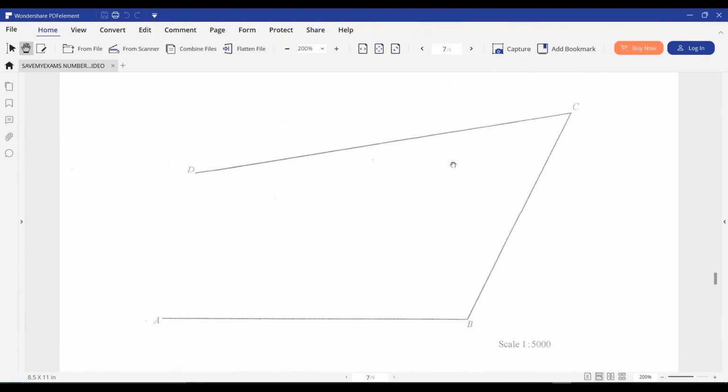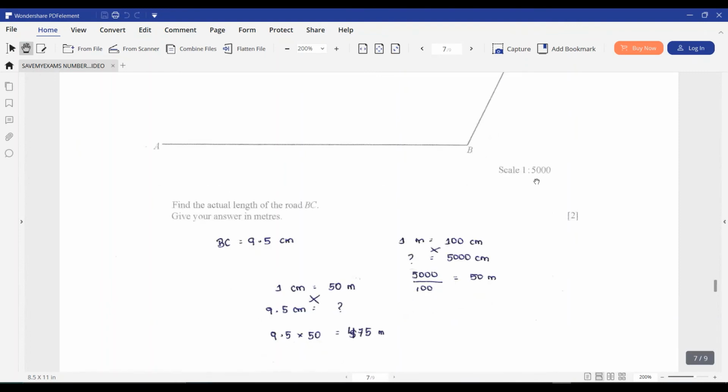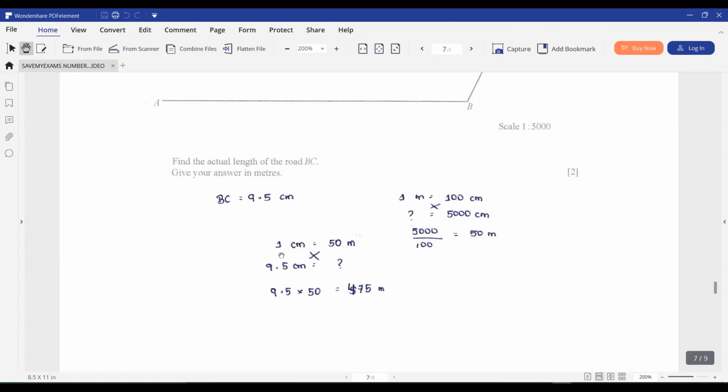So I found the length to be 9.5 centimeters. Now, I know that the scale is 1 centimeter is equal to 5,000 centimeters. Let me convert this 5,000 into meters. That is 50 meters. So now 1 centimeter is equal to 50 meters. So 9.5 centimeters is how many meters? Cross multiply and you should get that the amount of meters is 475 meters.